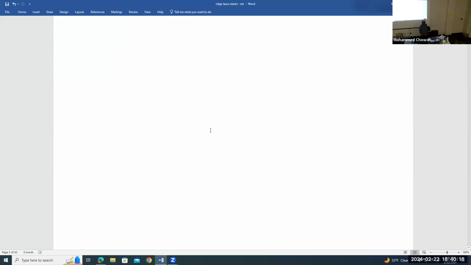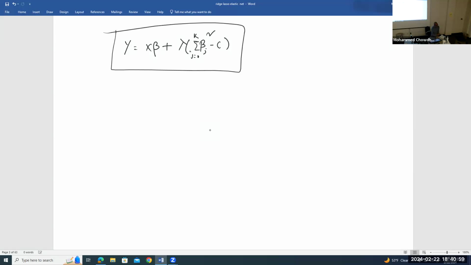Now, what the statistician said, this is my original X beta. With that, they have added these things: lambda, sum of beta j square, j goes 1 to K, minus C. This is the equation now. Understand? Similar to the Lagrange, right? Exactly similar to the Lagrange, right?